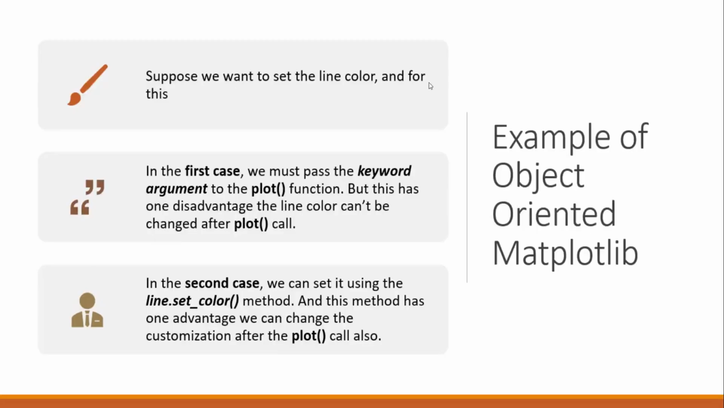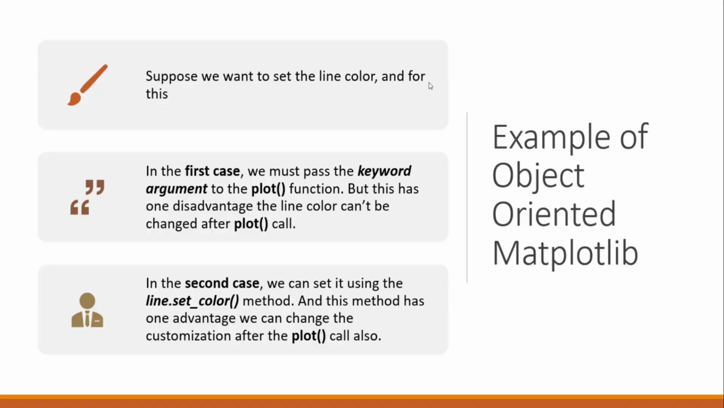Now we will see an example related to object-oriented Matplotlib. Suppose we want to set the line color. So we discuss the different scenarios. In the first case, the simple case which we have used in the previous examples, we pass the keyword argument color to the plot function. But this method has one disadvantage: the line color can't be changed after the plot call.